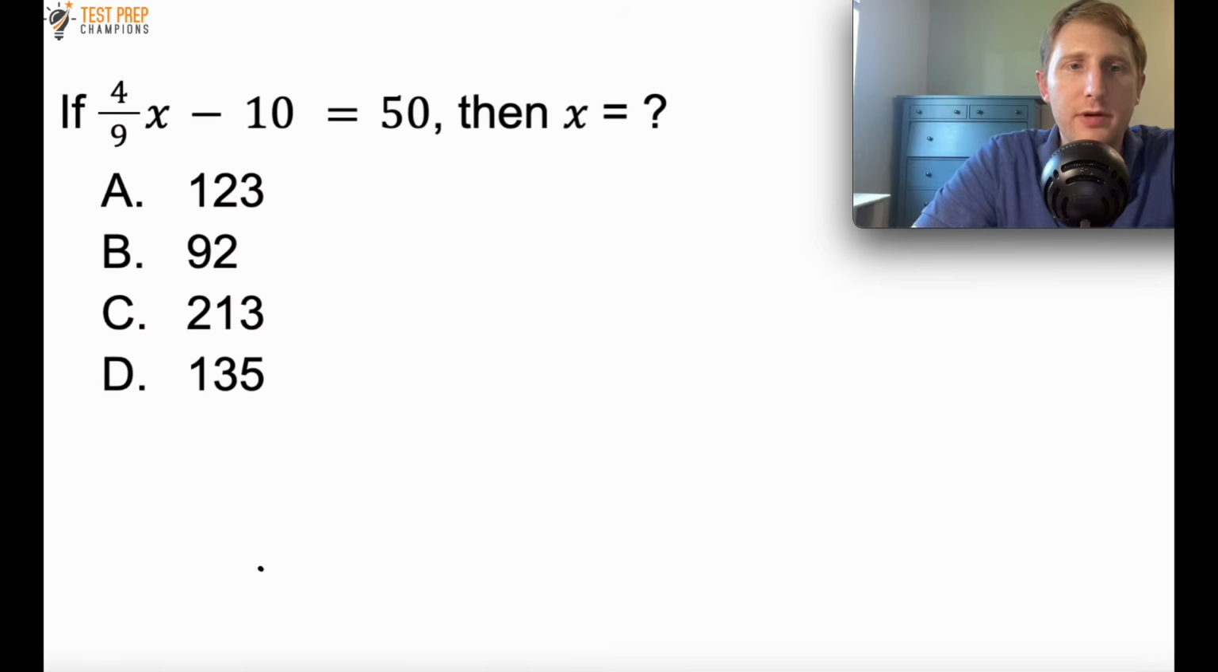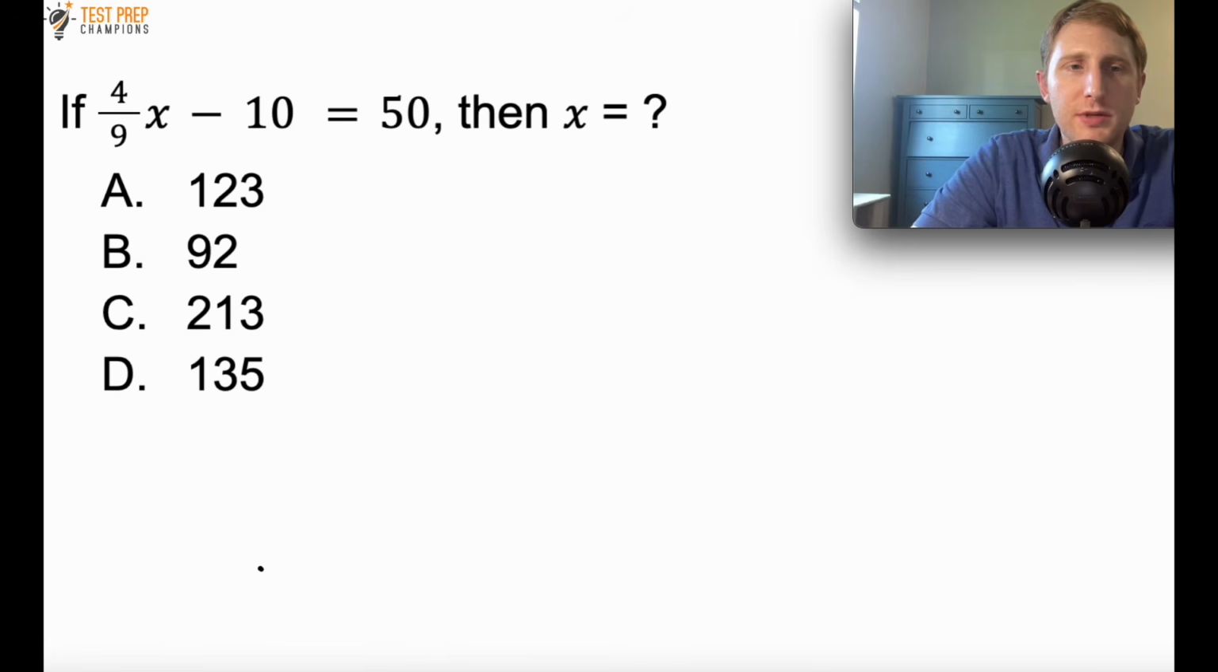If 4 over 9x minus 10 equals 50, then x equals what? So let me give you a chance now if you'd like to pause the video, try to figure this out, take all the time you need. And as always, absolutely no worries if you get stuck or aren't sure how to do this. The most important thing right now is the learning. And we're just practicing, so don't worry about getting this right or wrong. Just give it a shot, and then if you get stuck, we'll go over it. So let me give you a chance to try it now.